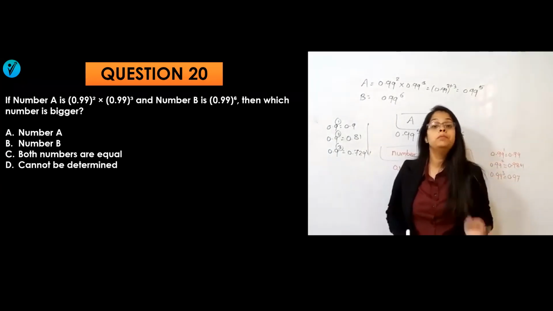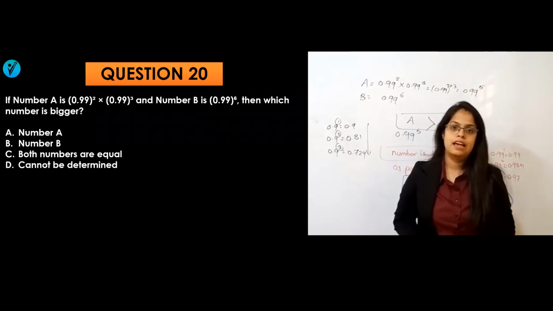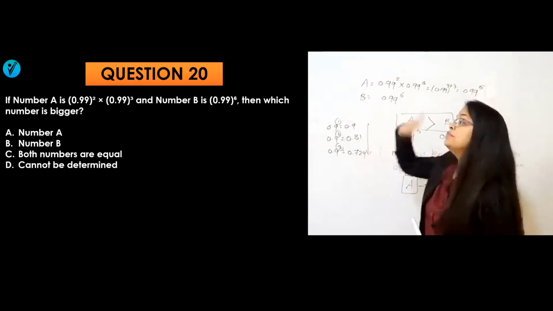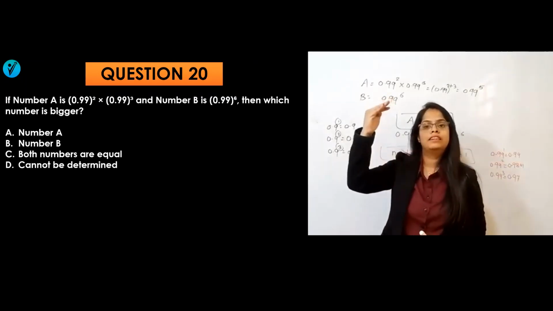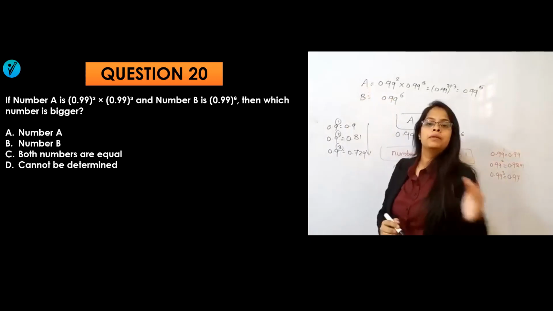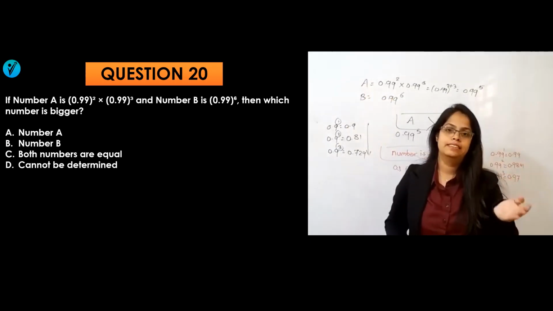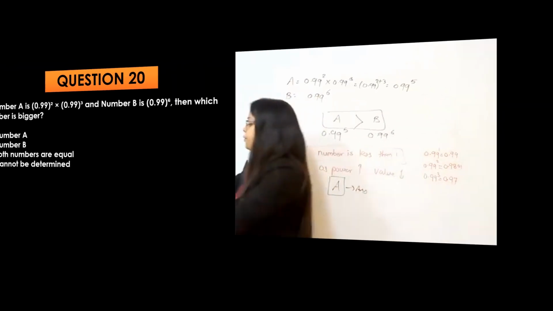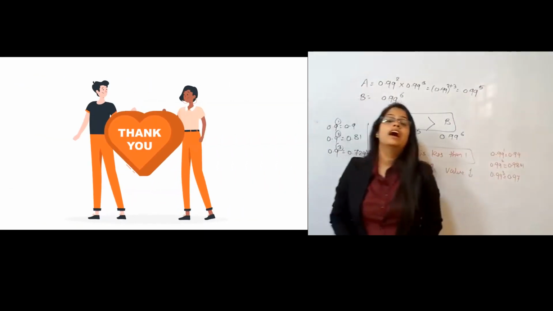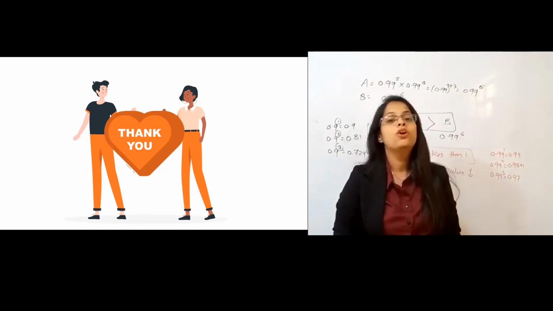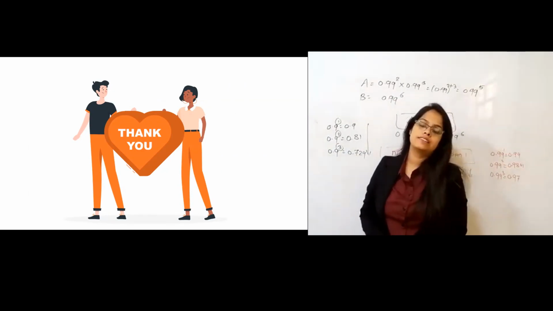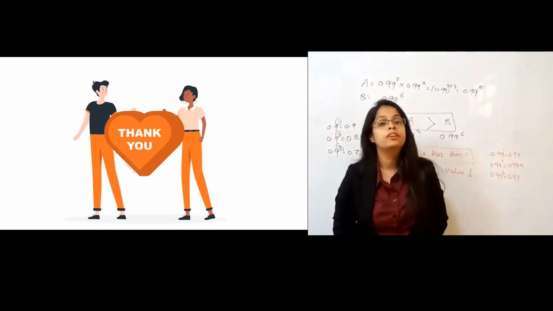Asked in the TISS paper, most important from the exam viewpoint. If the number was 1.1, then as the power increases, value increases. But the number is less than 1, so as the power increases, value decreases. Okay, I hope you have understood this question, and all the questions of this video are important from the exam and concept viewpoint.